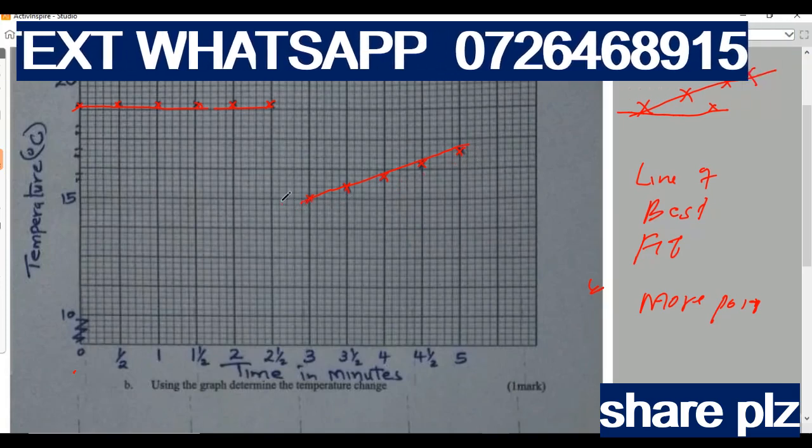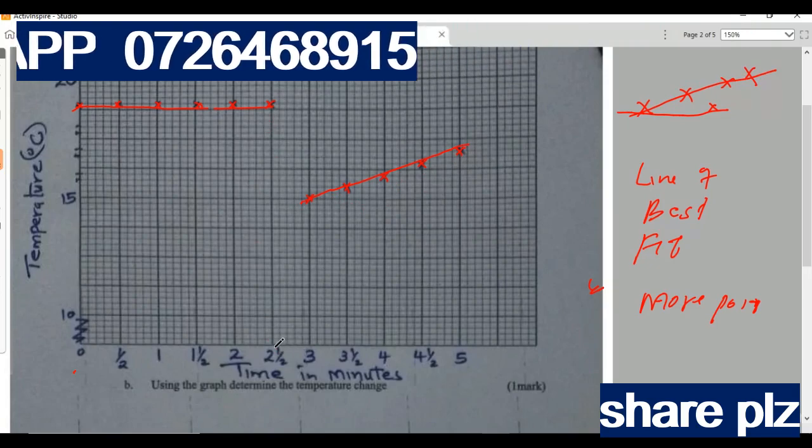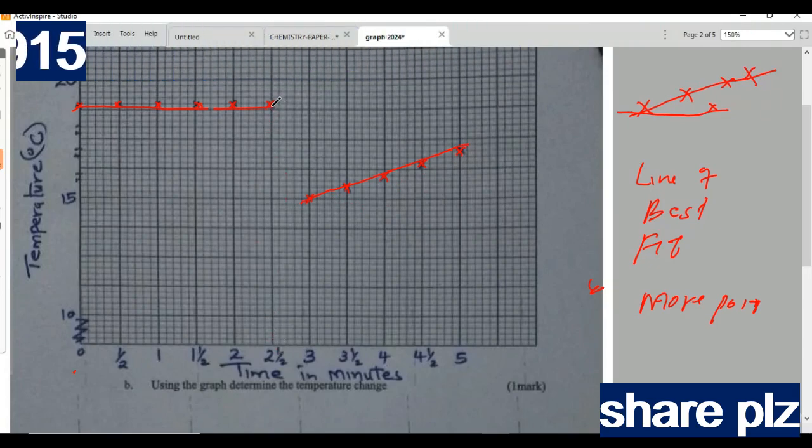Now you need to know that this is our reference point, where we have our X. X was at 2.5. So what you do, you extend this line, you extrapolate it to our reference point. So you extrapolate up to here. Now you read the temperature here, and that is the final temperature.